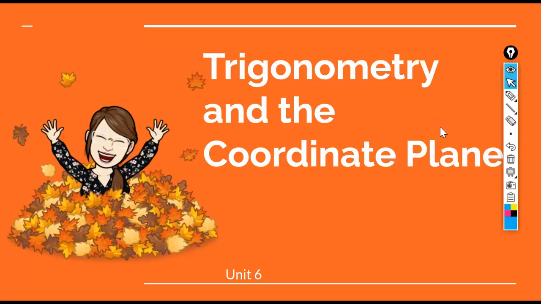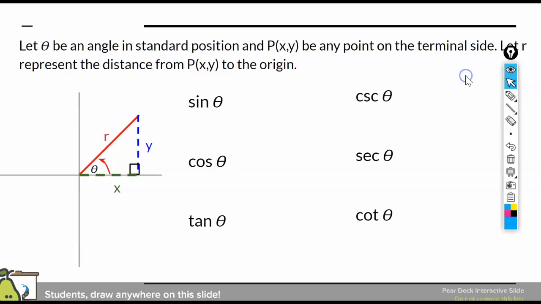Today we want to talk about finding some of these trig ratios when we're on the coordinate plane, dealing with points on the coordinate plane, points that are on the terminal sides of these angles, and how we can find all 6 of the trig ratios now that we know there are 6 trig ratios. So let's take a look at that.